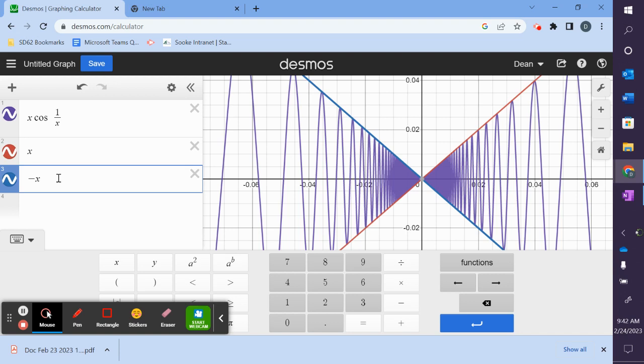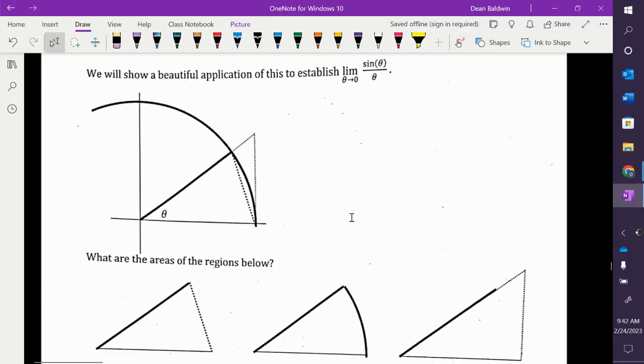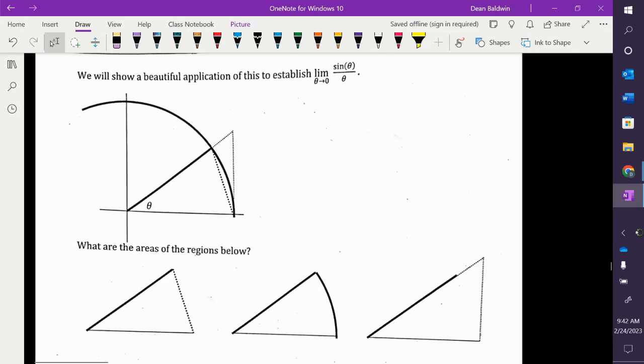Does everybody understand the idea? If I can squeeze a function between two other functions, as long as I know those two other functions, I know the limit of the middle function. That's the basic idea. All right, we okay with that? Okay, we're going to use it to prove sine x over x, which is the next page. This thing.